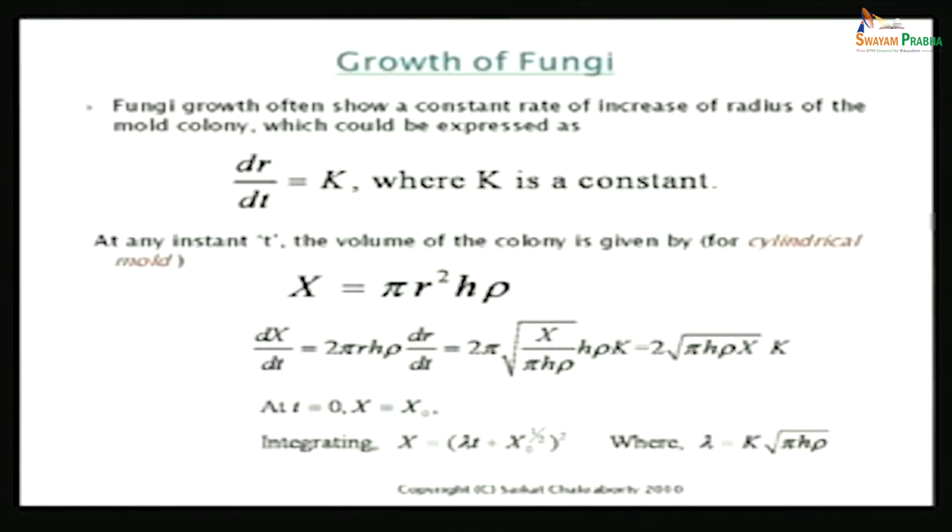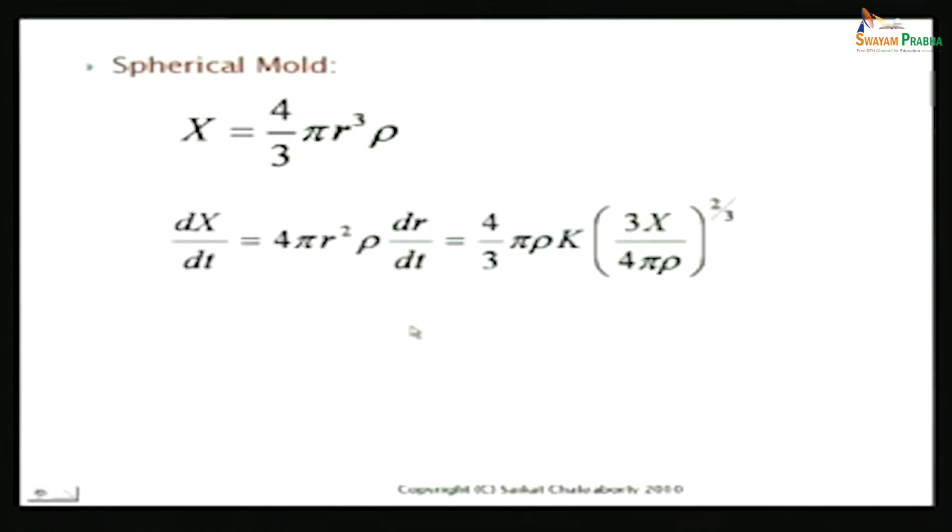Okay. Now what we look at is the same problem, but with a spherical mold, and so some fungi will grow as cylindrical, some as spherical. So again, you can repeat the same steps. So x equals 4/3 pi r cubed rho. So dx/dt would be 4 pi r squared rho times dr/dt, and then you can replace r again from that, and instead of a half, you'll get a 2/3 over here, which you can again integrate.